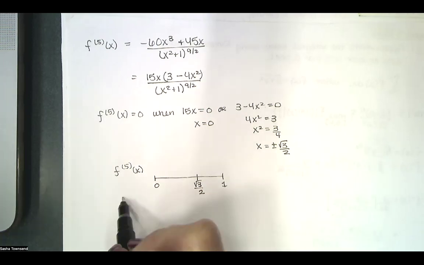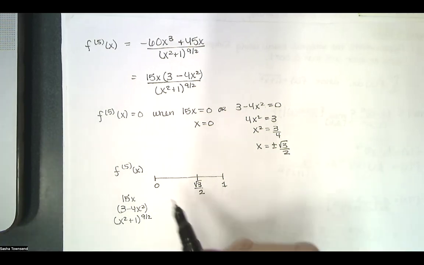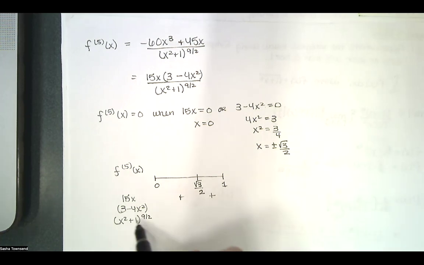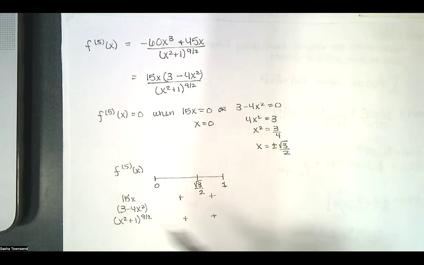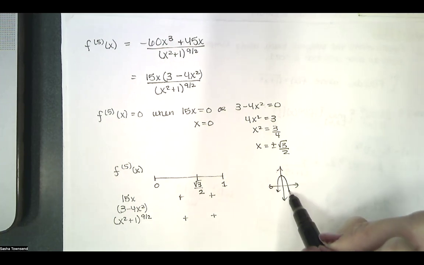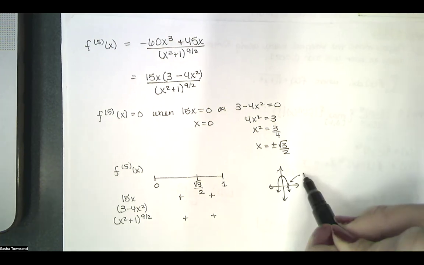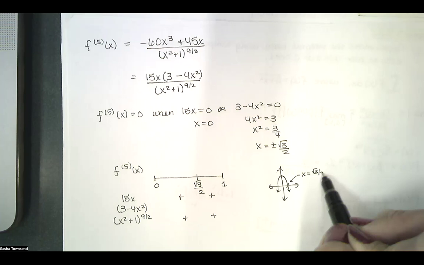Now the fifth derivative is this 15x times 3 minus 4x squared divided by x squared plus 1 raised to the 9/2. x is positive on both of these intervals, so 15x will be positive, so will the x squared plus 1 to the 9/2. The only thing that might change signs is this 3 minus 4x squared. And it's easy to see what the sign should be if you graph that. That's just an upside down parabola. It crosses the x-axis at x equals plus or minus square root of 3 over 2.